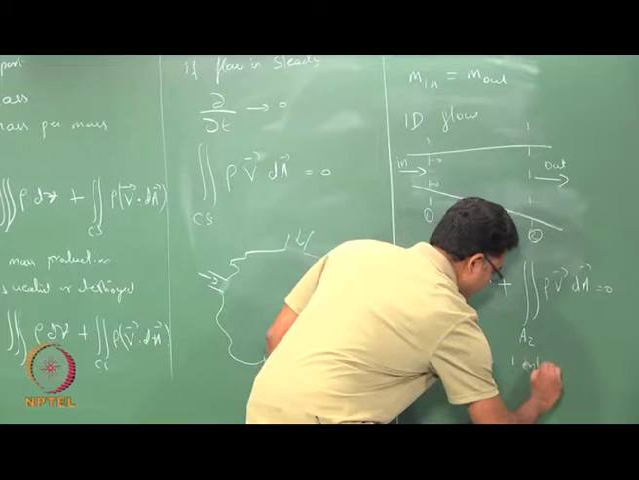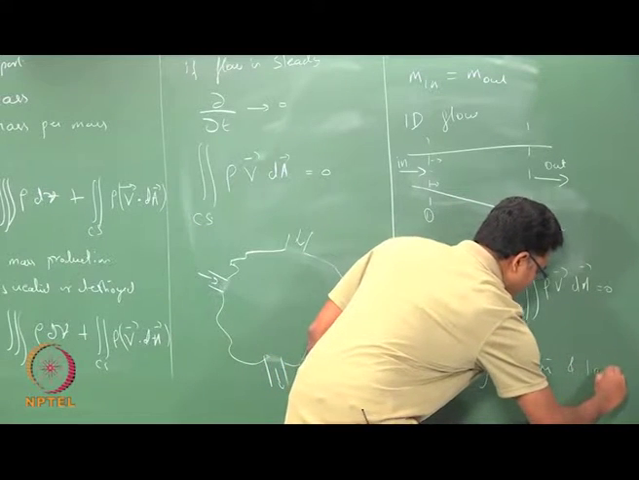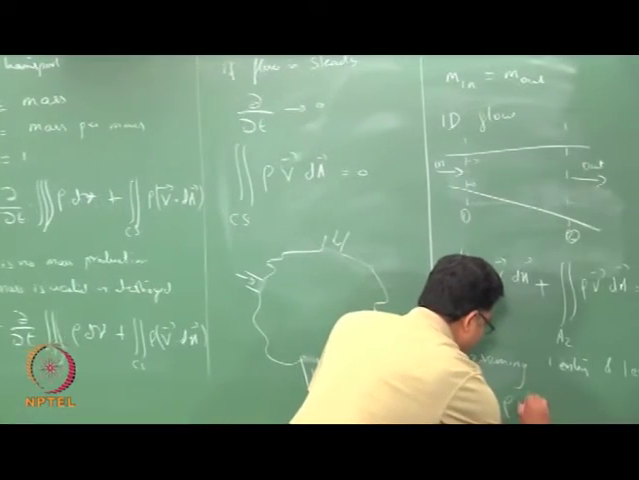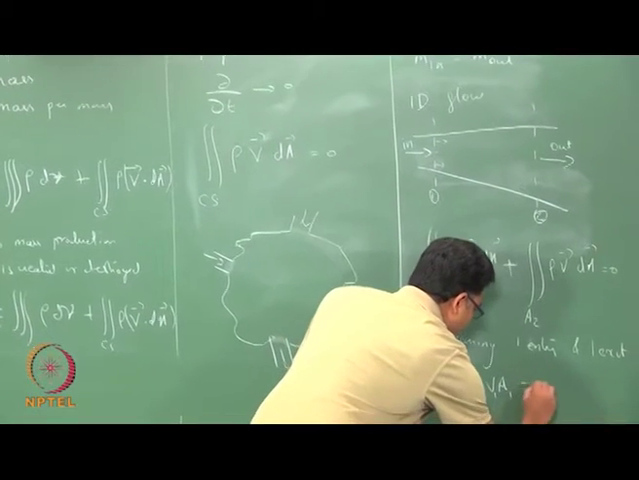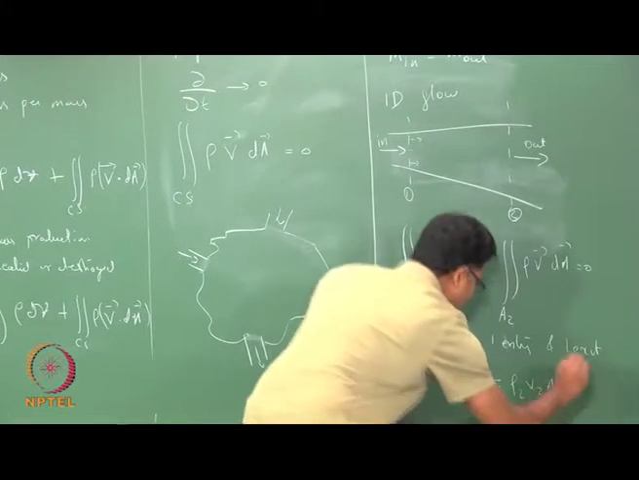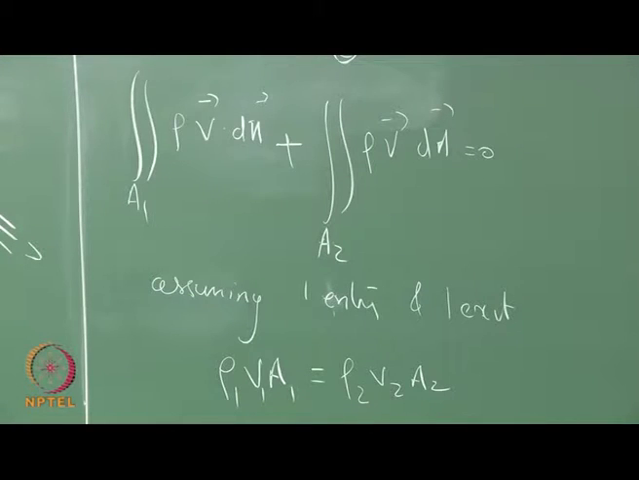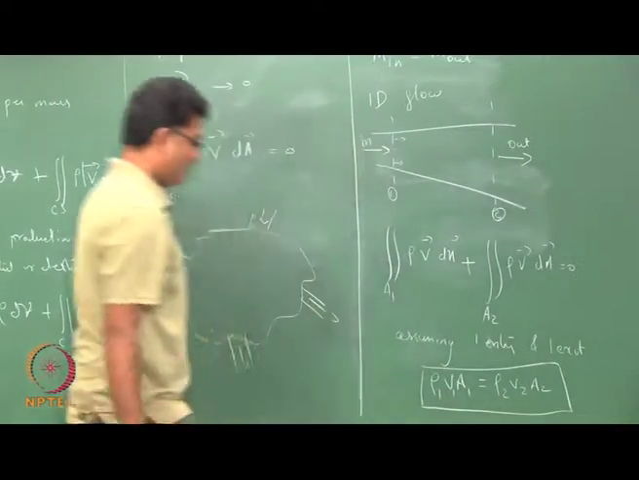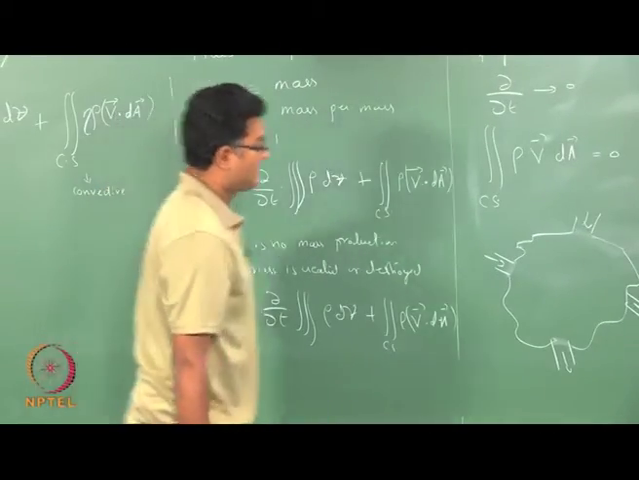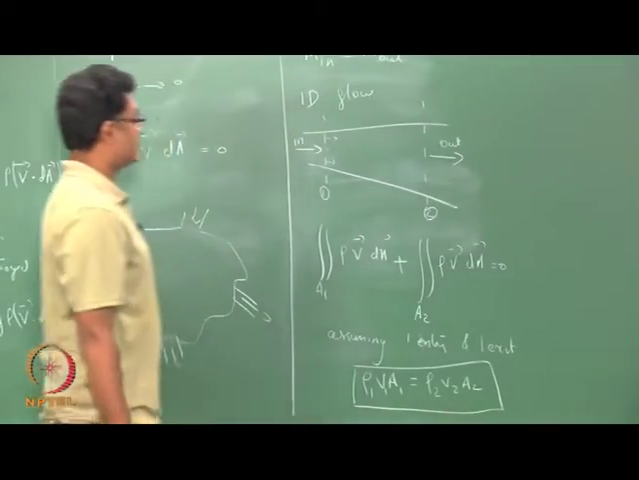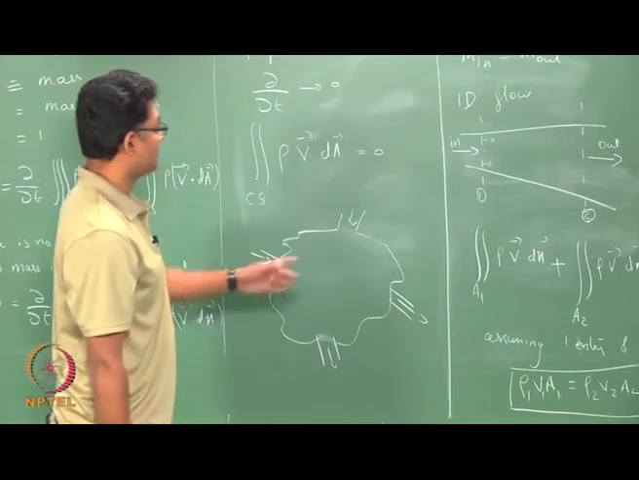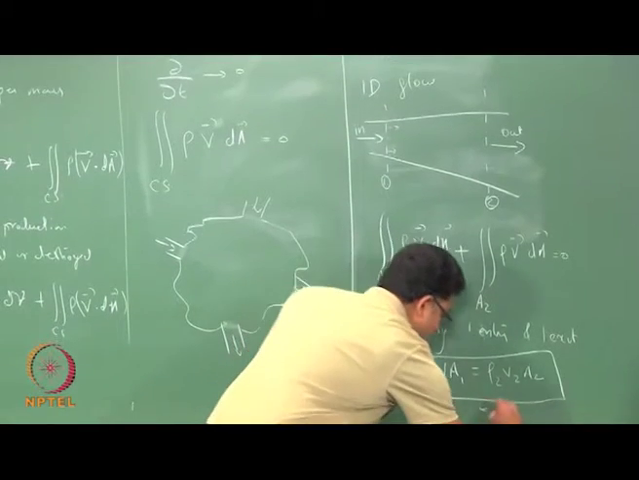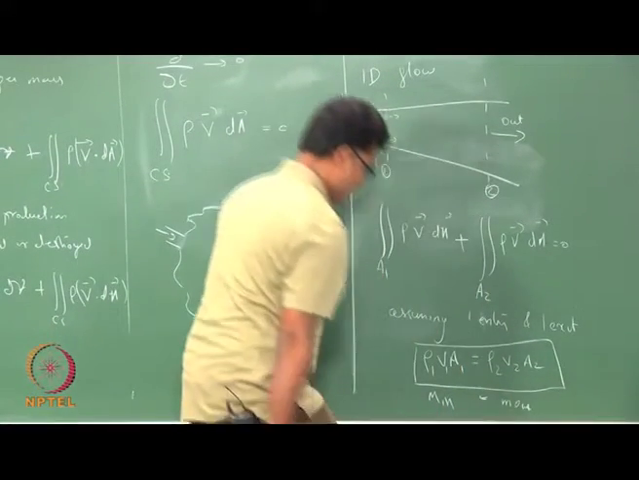One entry and one exit. You can rewrite this as rho 1 V1 A1 equals rho 2 V2 A2. Okay. So, this is the 1D, one exit and one entry continuity equation or the mass conservation equation. So, this is mass in equals mass out.